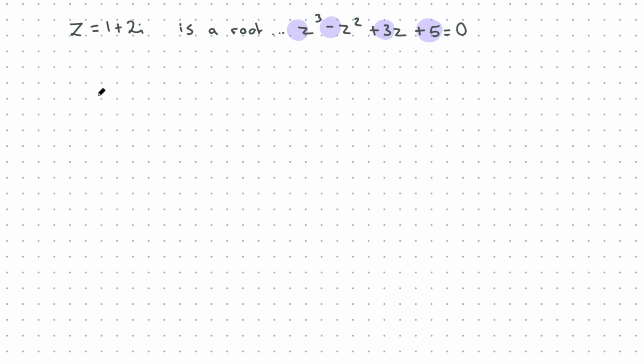So here I have z is equal to 1 plus 2i is a root. If I know that, I know the other root, which is the conjugate root. z is equal to 1 minus 2i is also a root that we have. So that's something that you can write down straight away to get your marks, is that the conjugate is the other root.